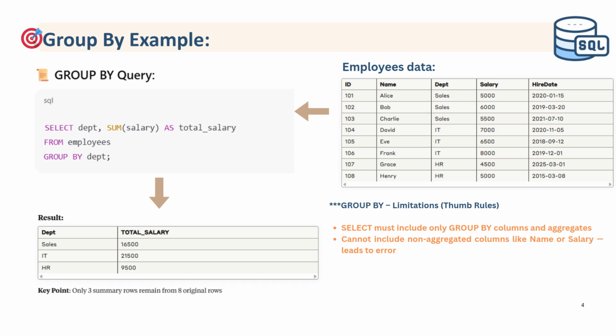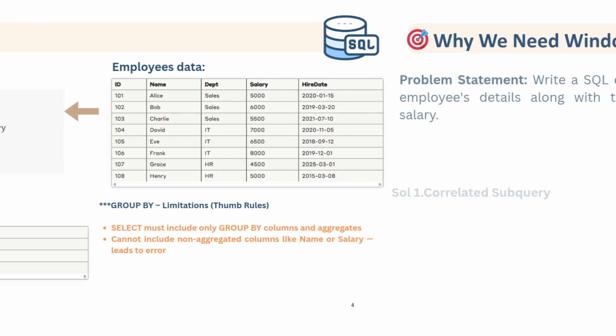The problem? We lose all row-level detail. We don't know which employees made up these totals, or when they were hired. This makes group by useful for summary reporting but not ideal when you want both summary and detailed data together. And that's where window functions shine. They allow us to compute totals, ranks, comparisons, and trends, while preserving all original rows. So in summary, use group by when you only care about aggregated results.